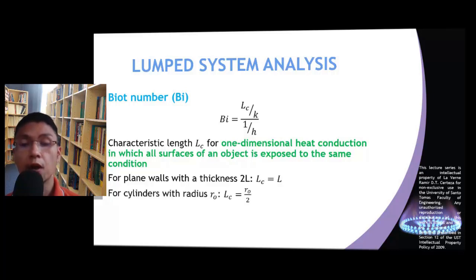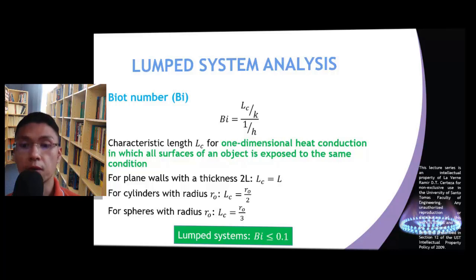On the other hand, for cylinders with a radius of r sub o, the characteristic length is half the radius. While for spheres with a radius of r sub o, the characteristic length is 1/3 of this radius. Now, once we have computed for the Biot number, we can consider the object as a lump system if the computed Biot number is still less than or equal to 0.1.